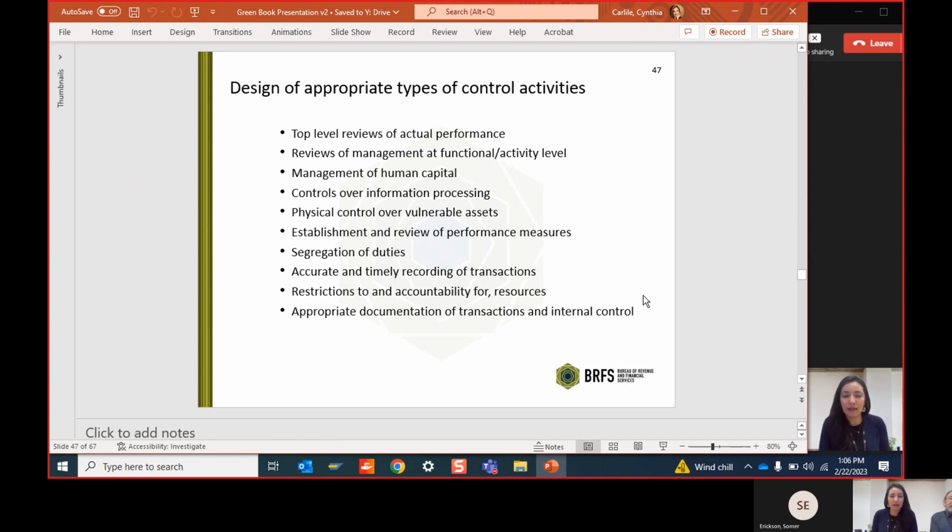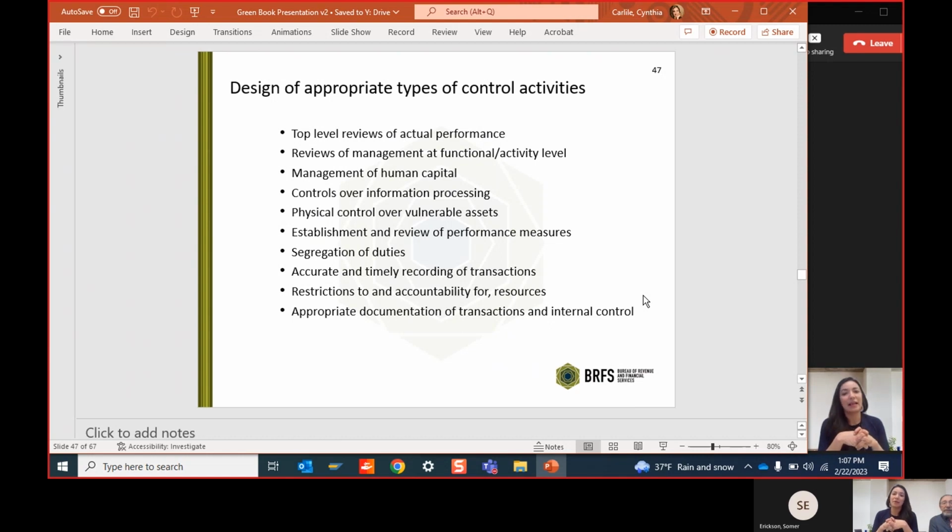Okay. So let's see. Other types of control activities include top-level reviews of actual performance, reviews at the functional activity level, management of human capital. It covers so many different aspects of the entity. So also controls over information processing, physical controls over vulnerable assets. So especially over like laptops or like servers, a lot of times those will be kept behind door and lock. Establishment and review of performance measures, and those should be changing too as various things change within the entity. Segregation of duties, which we've covered, accurate and timely recording of transactions, which is important because if things wait too long, there's much more opportunity for making mistakes there.